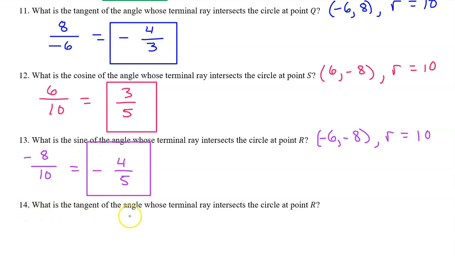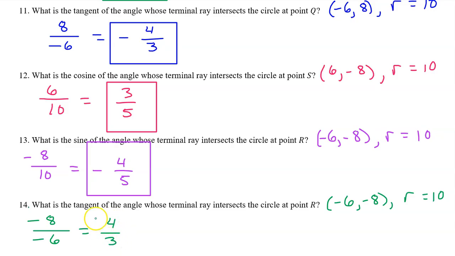14. What is the tangent of the angle whose terminal ray intersects the circle at point R? Well, point R is -6, -8 with a radius of 10. The tangent of the angle will be the vertical displacement divided by the horizontal displacement. So -8 divided by -6. A negative divided by a negative is a positive, and 8/6 reduces to 4/3. So that's the answer to number 14.